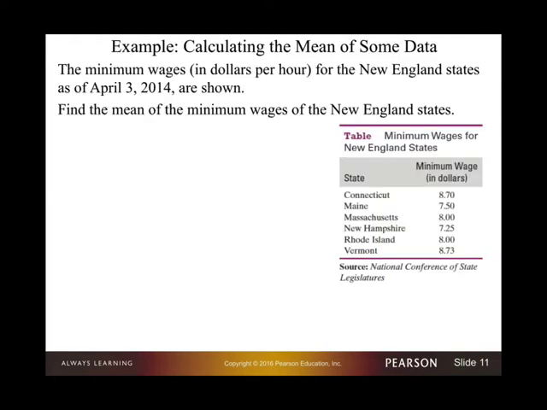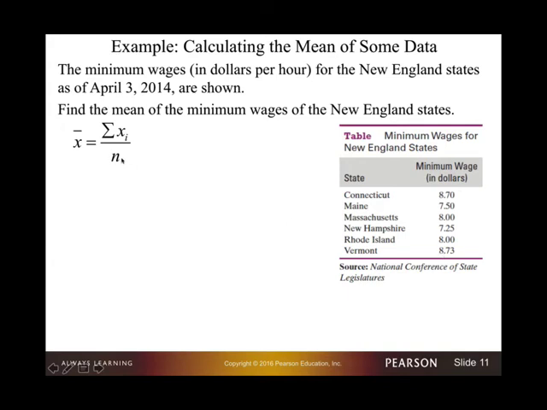Okay, example. Calculating the mean of some data. The minimum wage for the New England states as of April 3rd, 2014. So we have the minimum wages in here, and I want you guys to find the mean of the minimum wage of the New England states. So we'll be using this formula. Again, this is the sample mean notation. The x bar will be equal to your sample mean, equal to the summation of all the data values of x. It means you want to add it all up, divided by n.